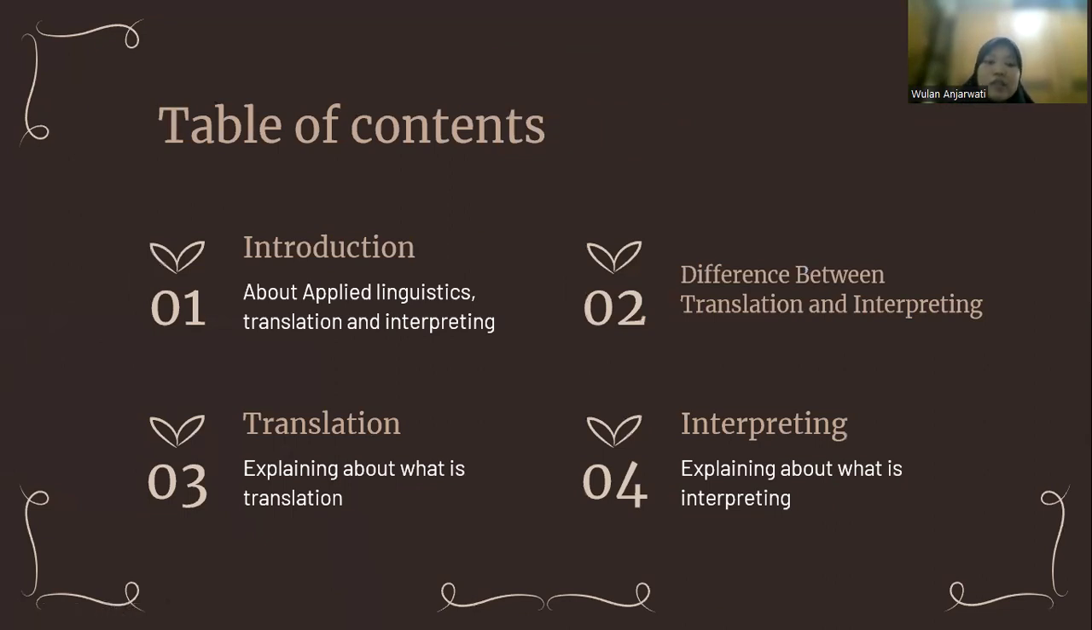The first is an introduction about applied linguistics, translation, and interpreting. The second is the difference between translation and interpreting. The third is translation, and I will explain what translation is. And the last is interpreting, and like translation, I will explain what interpreting is.